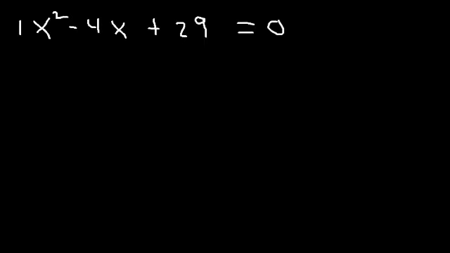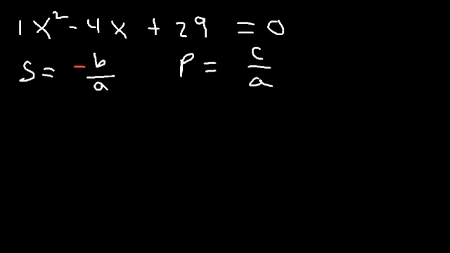Let's try another example. X squared minus 4x plus 29. So given this quadratic equation with three terms, in other words a trinomial, find the sum and the product of the roots. The sum of the roots is negative b divided by a. The product is simply c divided by a. So use the equation and also find the solutions and confirm the answer.